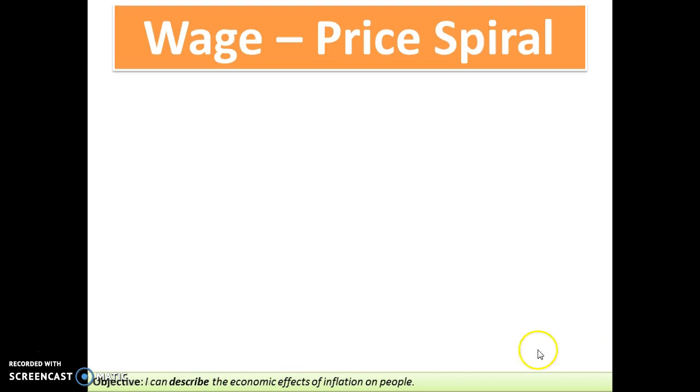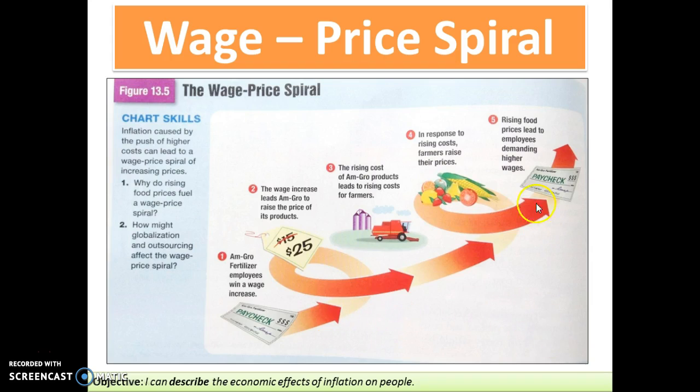So let's look at a couple of effects of inflation on people. This is a good example showing what we call the wage price spiral. Let's say that we have a fertilizer company. Let's say that those workers win a pay increase. That's going to make it more expensive for the fertilizer company to produce fertilizer, and so they're going to increase the cost of their products.